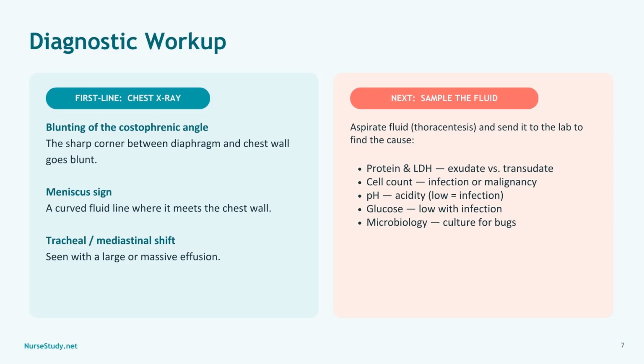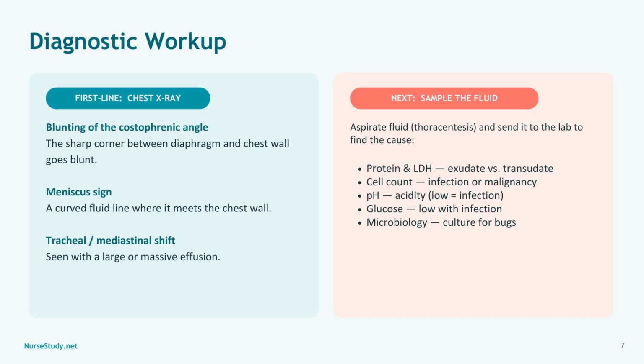Diagnostic workup. How do we confirm it? Our first line test is a chest x-ray. The classic finding is blunting of the costophrenic angle. That sharp little corner between the diaphragm and the chest wall goes blunt and fuzzy. You may also see a meniscus sign, which is a curved fluid line, and with large effusions, that tracheal or mediastinal shift. Once we see fluid, the next step is to sample it.